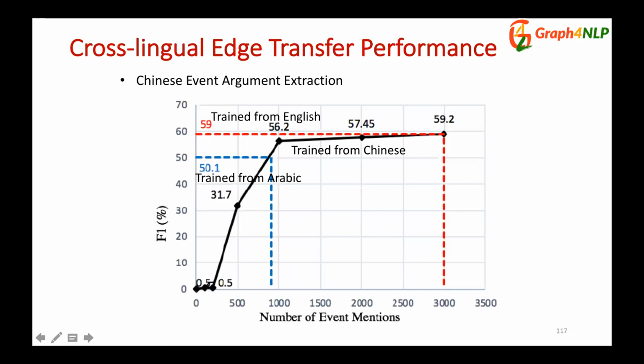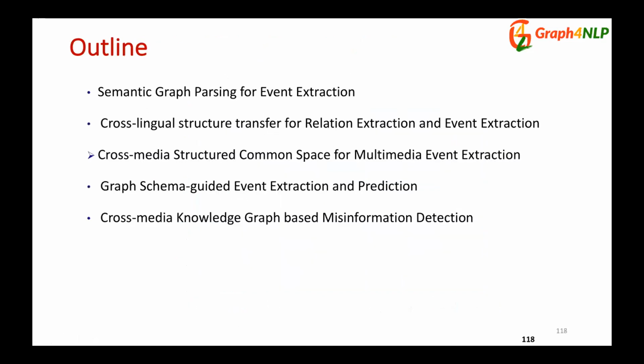Using this kind of model, we are able to achieve similar performance compared to a supervised model that was trained on more than 3,000 event mentions. So that means this kind of structure transfer can save a lot of annotation cost.